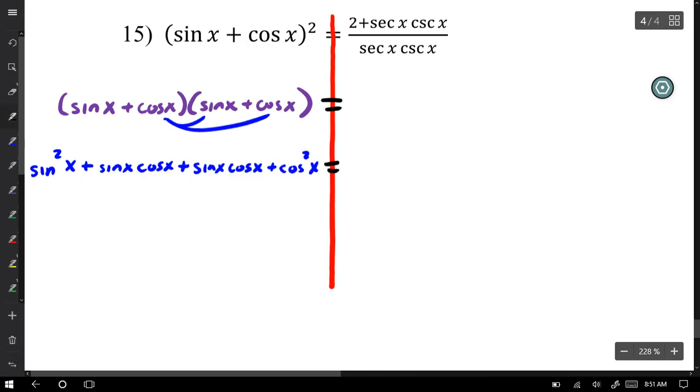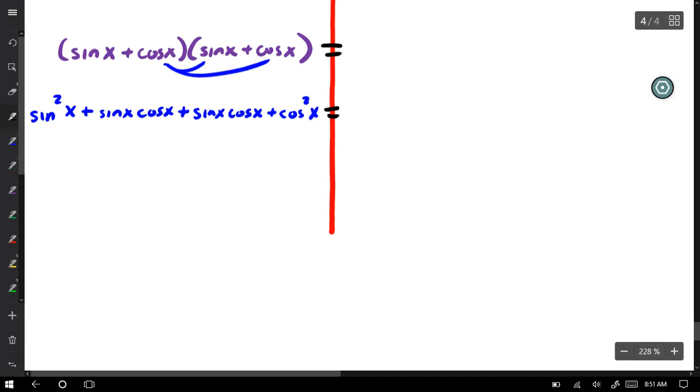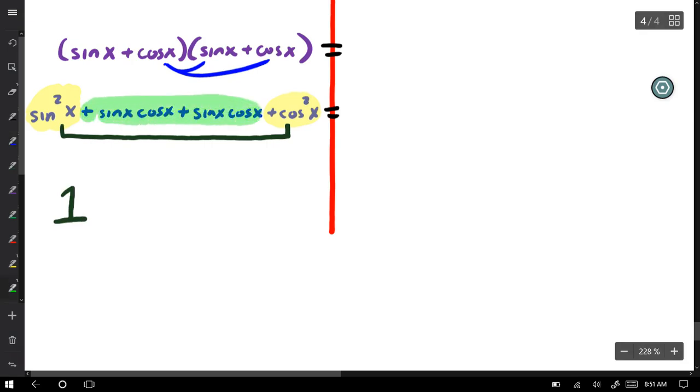Well, that's a lot. So let's figure out what we're going to do. It's all addition, and what stands out to me is I have a sine squared of x and a plus cosine squared of x. That is a Pythagorean identity. Using the commutative property, I can combine them together. Sine squared plus cosine squared is 1. And the middle terms are the exact same, so really it's like saying I have plus 2 sine of x cosine of x.